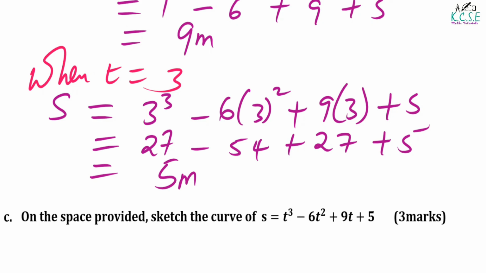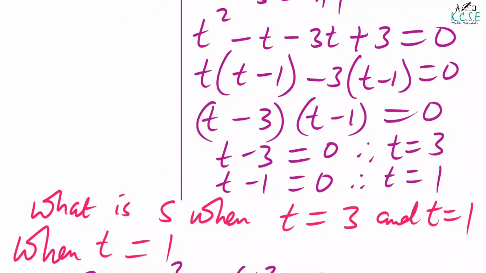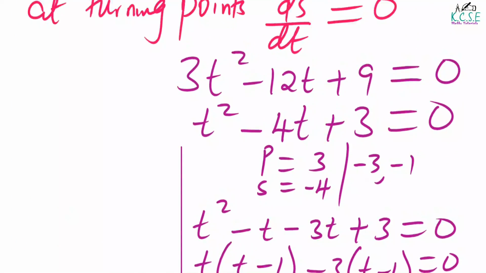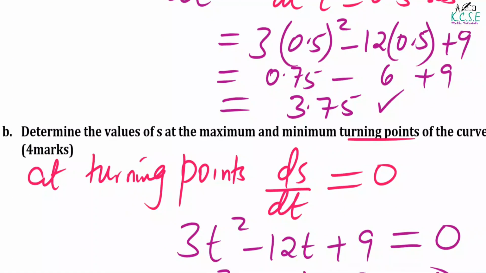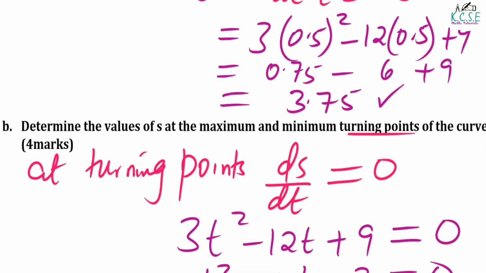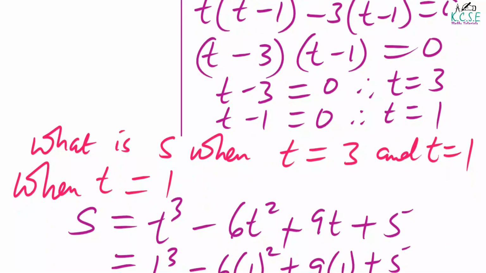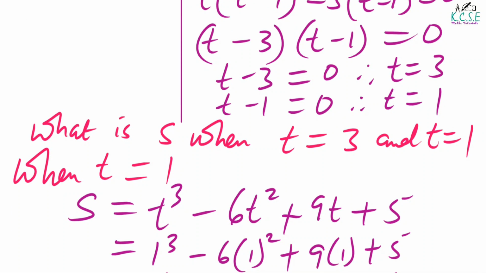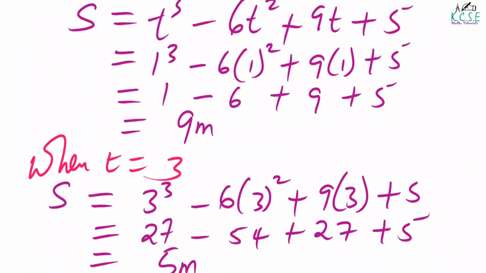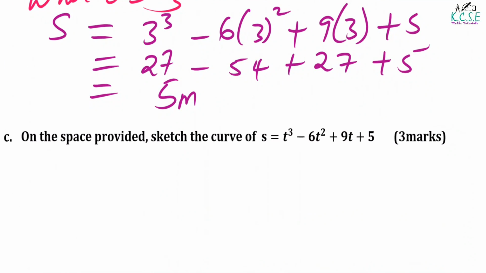So now we have answered the question. Since we are required to obtain the values of s at the maximum and minimum turning points, we started by getting the values of t at the turning points. We got the values of t as 3 and 1. Then we used the values of t to get the values of s when t is equal to 3 and when t is equal to 1. And we have got the values of s. Now the last one is on the space provided.